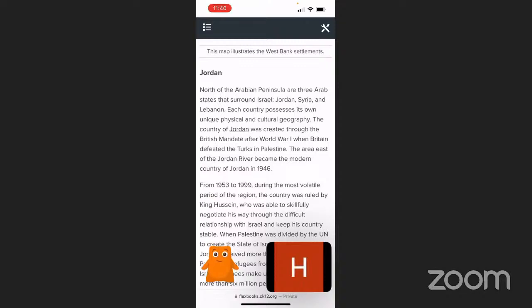Jordan is north of the Arabian Peninsula. There are three Arab states that surround Israel: Jordan, Syria, and Lebanon. Each country possesses its own unique physical and cultural geography. The country of Jordan was created through the British mandate after World War One, when Britain defeated the Turks in Palestine. The area east of the Jordan River became the modern country of Jordan in 1946. From 1953 to 1999, during the most volatile periods of the region, the country was ruled by King Hussein, who was able to skillfully negotiate his way through the difficult relationship with Israel and keep his country stable.